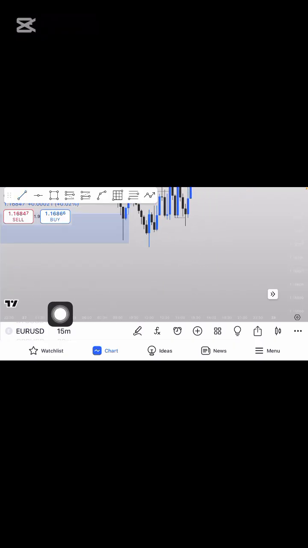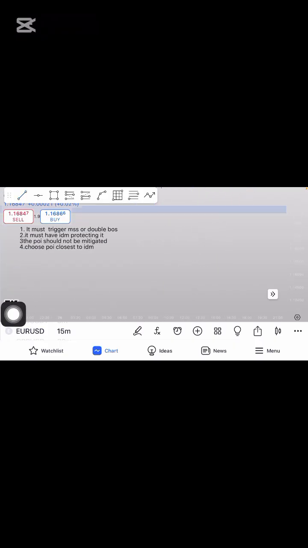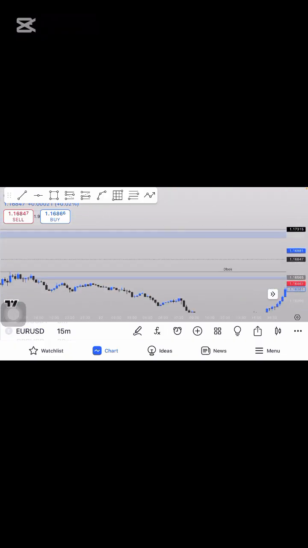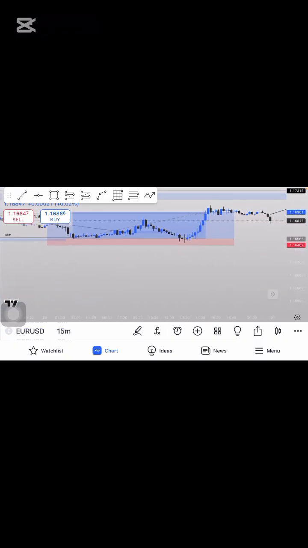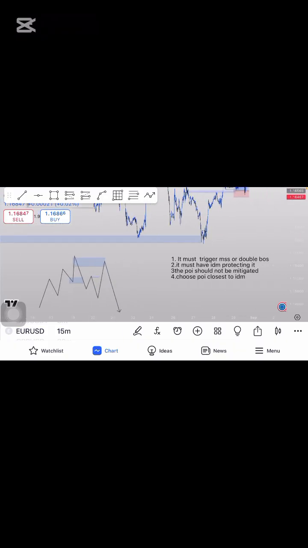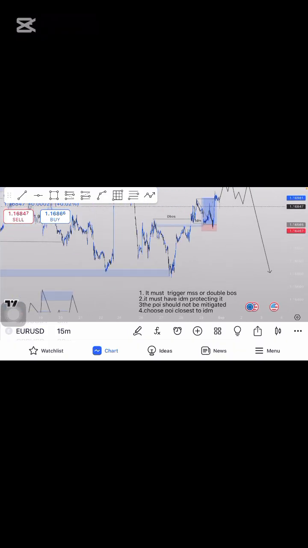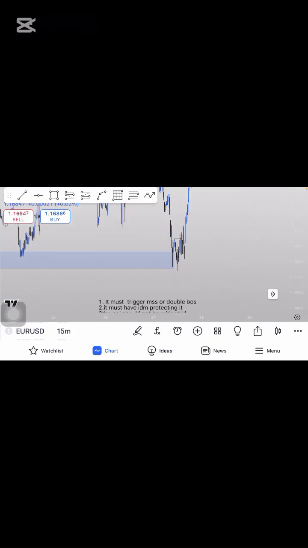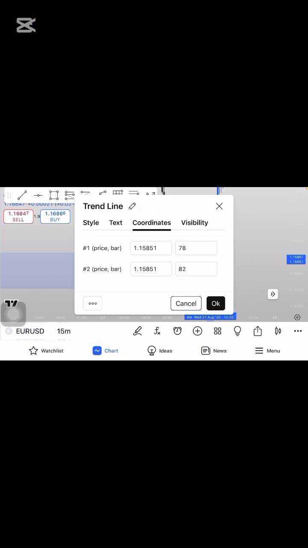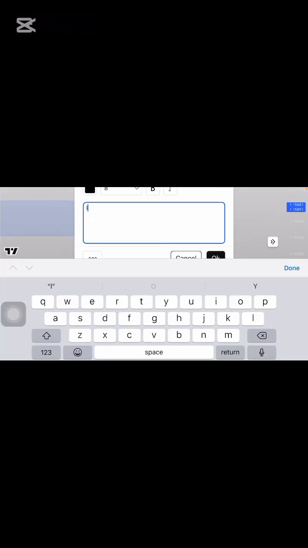Then the other one, it must trigger market structure shift or double break of structure. We have a market structure shift here. Then the second one says that it must have inducement protecting it. Then where is our inducement? This is our inducement for here. This is our inducement, IDM.